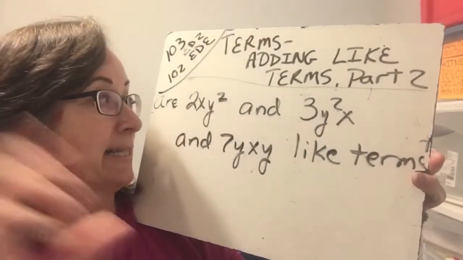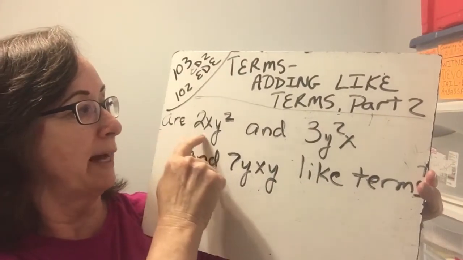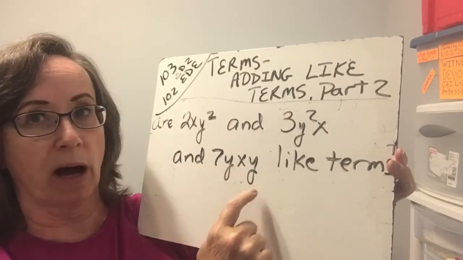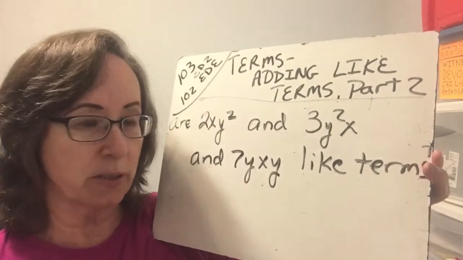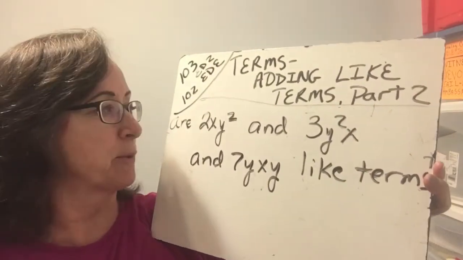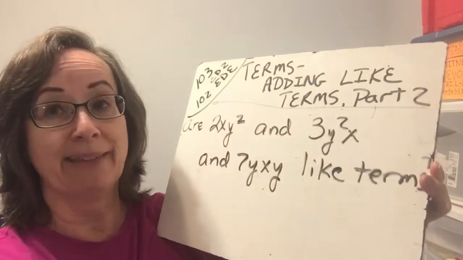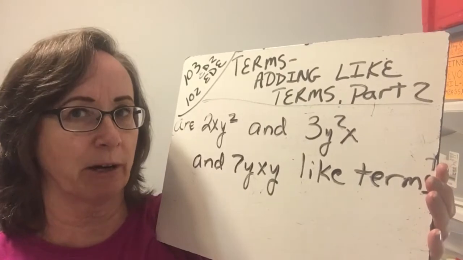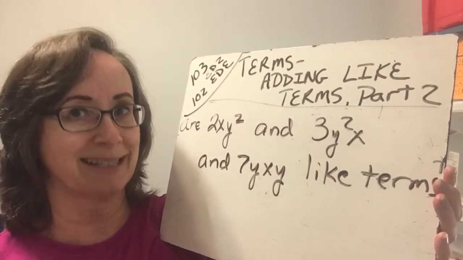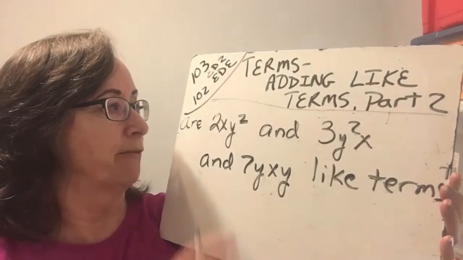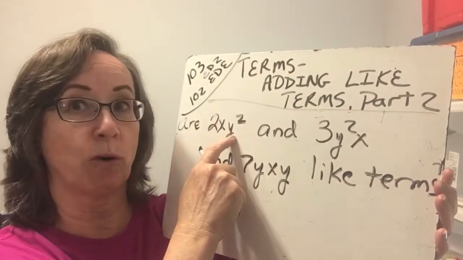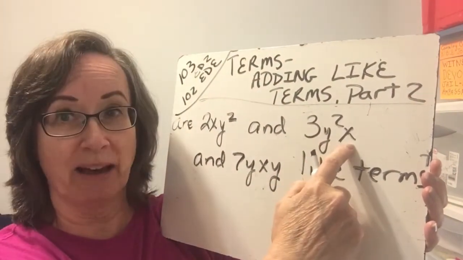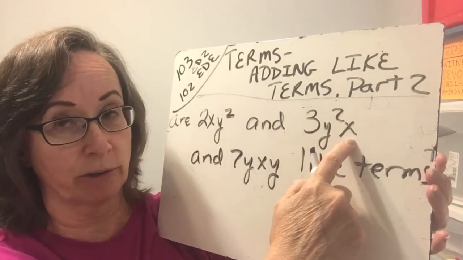Okay, so for our next example, we have the question, are 2XY squared and 3Y squared X and 7YXY all like terms? When we're looking for like terms, we're not looking at the coefficient at all. That is not important. When we're deciding like terms, we're trying to say, do we have the same variables raised to the same power? In the first one, we have 1X, and then we have a Y times a Y. In the second one, we have a Y times a Y, and then we have the 1X, and we've already decided that order doesn't matter.